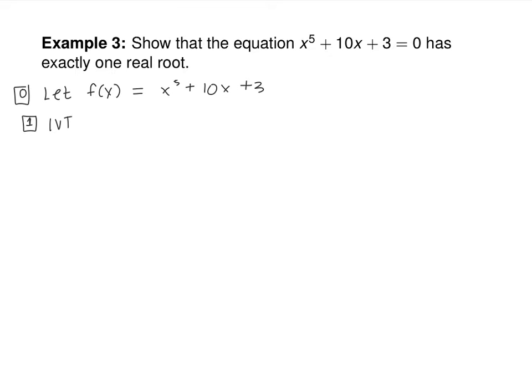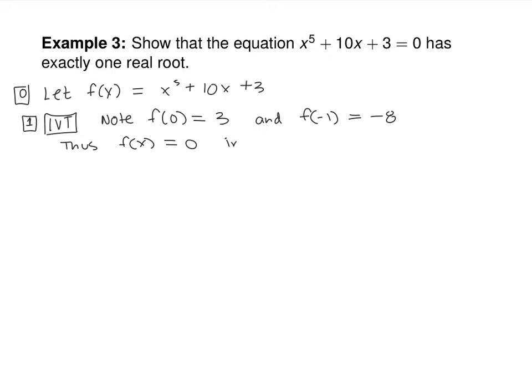Next is to use the IVT. Okay, so well, f of 0 is 3. Is there a number that you can plug in to get a negative value? -1. Yep. F of -1 is going to be -11 plus 3, -8. Do you buy that? And thus f of x will have to equal 0 in what interval?